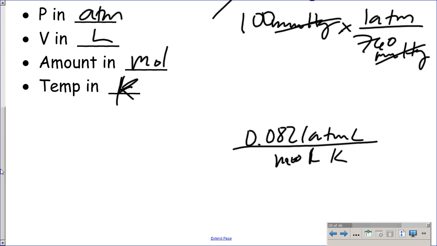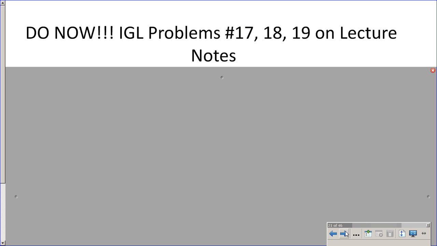Okay, so let's do a practice problem with the ideal gas law. On your problems, we just did 1 through 16. We're going to do 17, 18, 19. So pull those out for me, and I'm going to do 1 or 2 with you, and then you guys can do the last one by yourself. So the first one states, you don't have to do these, so I'm doing this one with you.